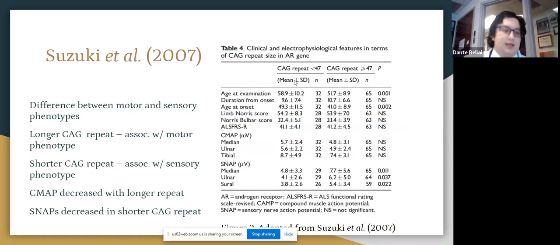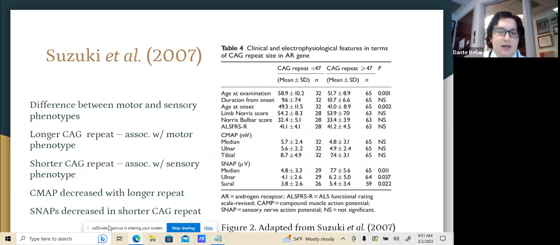For instance, this is one study that I encountered a few years ago when I was preparing my systematic review on Kennedy's, that identified a difference between motor and sensory phenotypes in Kennedy's disease. In this study, Kennedy's patients were examined and confirmed to have Kennedy's, and then compound motor action potentials and sensory nerve action potentials were measured in the median, ulnar, and tibial nerves respectively.